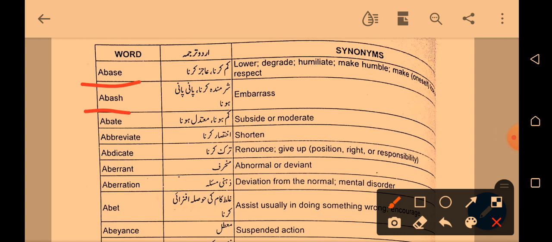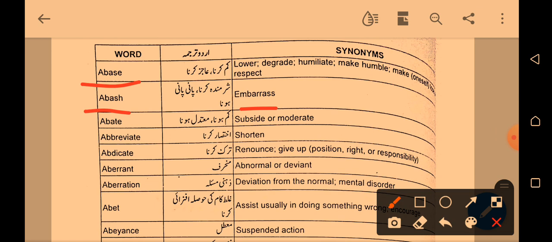Another word we have is abash, which means to be ashamed, to be embarrassed. Abash means something that should be very bad. In a particular manner, we can call a situation that makes one ashamed, we call that situation abashed.